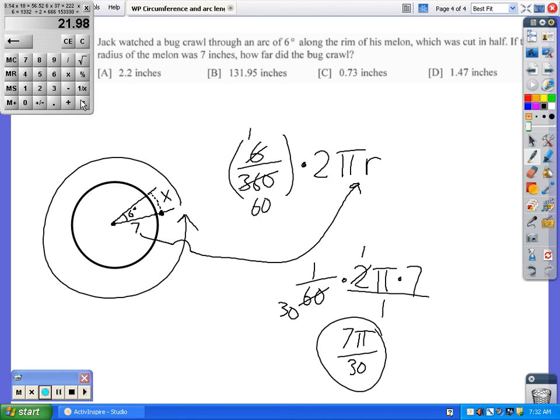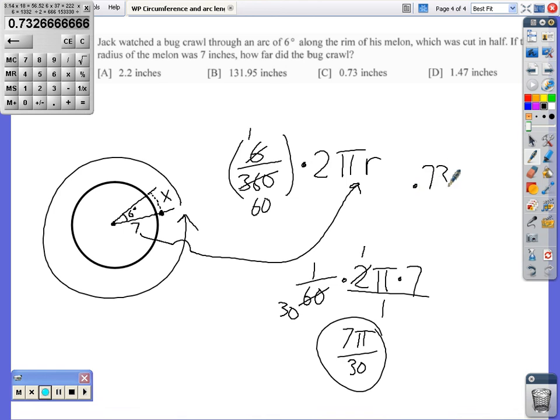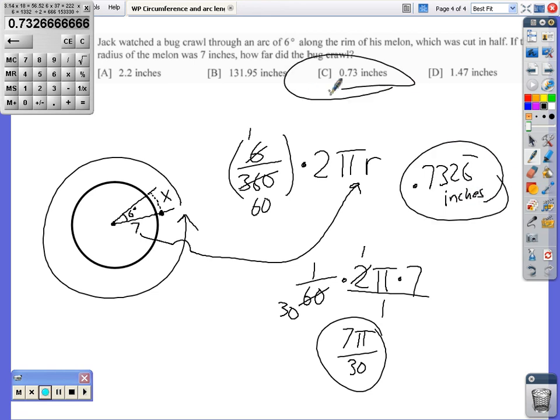Pi is about 3. 3 times 7 is 21. It makes sense. And divide that by 30 to get the final answer of 0.7326 repeating, that is in inches. Let's see if that matches up with anything. This is as close as it gets, so it must have been a little bit of rounding error because I used 3.14. Okay, that's it.